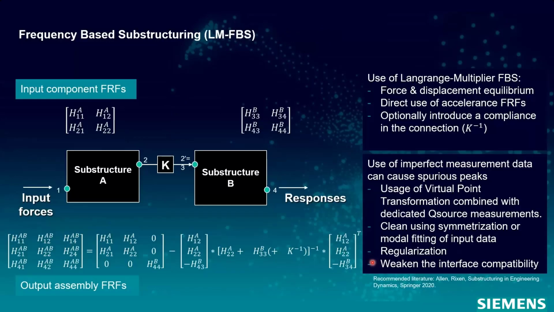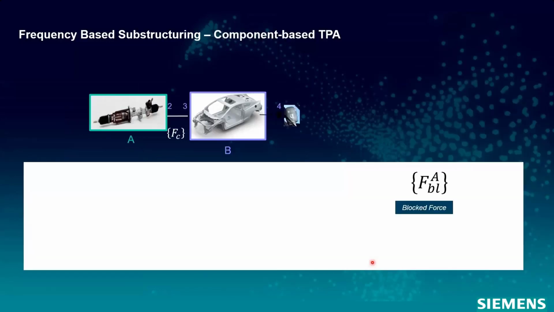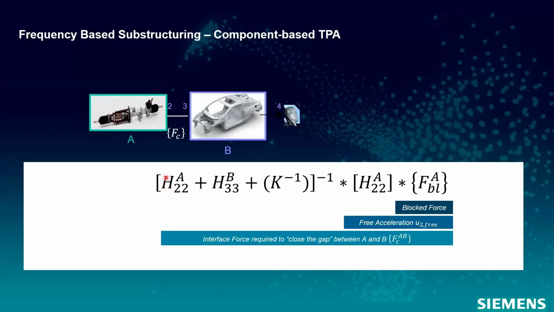Okay, instead of looking at this bigger equation, I think I will just explain how we do it for the blocked forces prediction. So we have our steering system, we have our blocked forces. What do we see in the equation? We multiply it with the FRF matrix between the connections of the source. That means that we convert these blocked forces into a free acceleration. Then we combine it with what we call the coupling matrix, the FBS coupling matrix. And you see it's a sum of the connection FRF matrix on the source and the receiver. And essentially by multiplying this inversion with the free acceleration, we calculate the interface force that is required to close the gap between your source and your receiver.